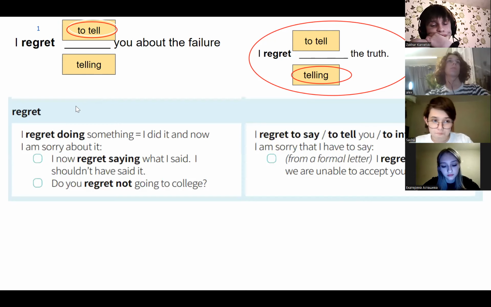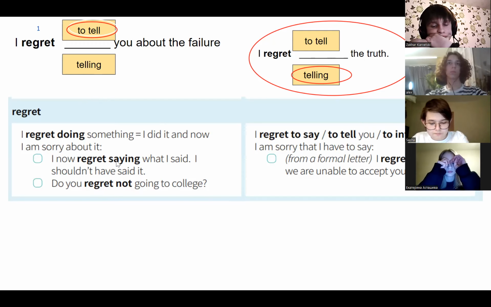Likewise, this gets explained like that. I regret doing something. I did it, and now I'm sorry. Now I regret saying what I said. Do you regret not going to the college? So when you say regret doing something, you already did this, what you regret about. I regret to say is I'm sorry that I have to say. I regret to say that we are unable to accept your offer.